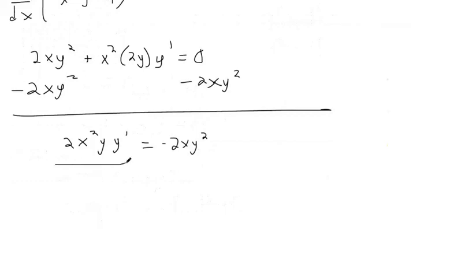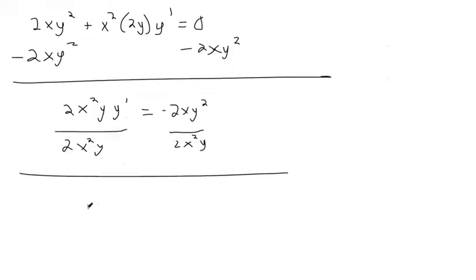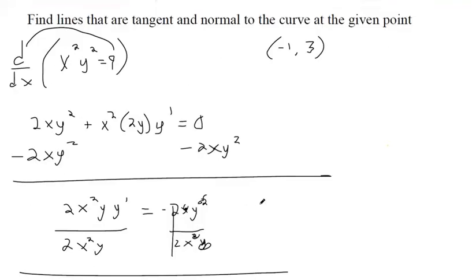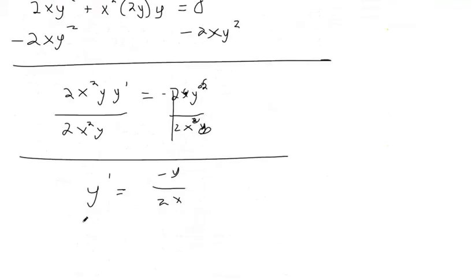So I'm trying to get y prime by itself, so I'm going to divide 2x squared y from both sides. So we get y prime equals 2 over 2, cancels out the x, and one of the x's here cancels, and the y and this y cancel. We're left with negative y over 2x. There's our derivative. Now we plug in negative 1 and 3 to find out the slope at that instant.